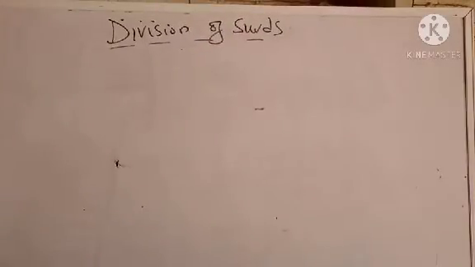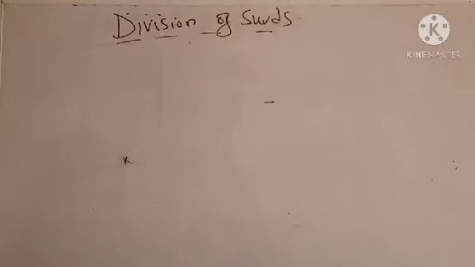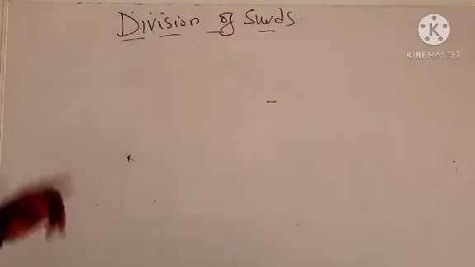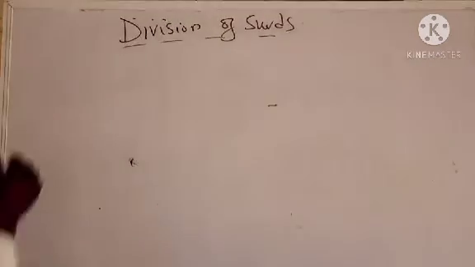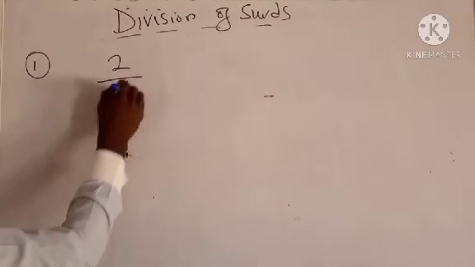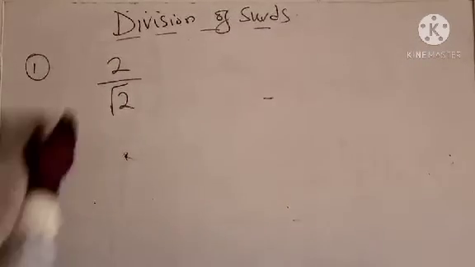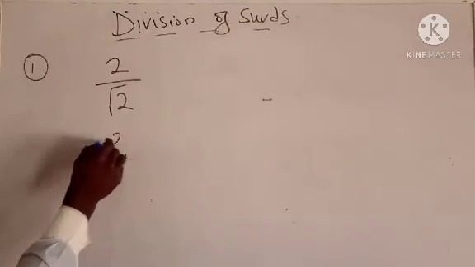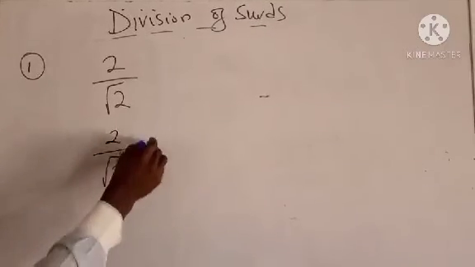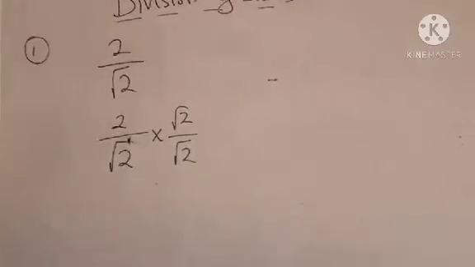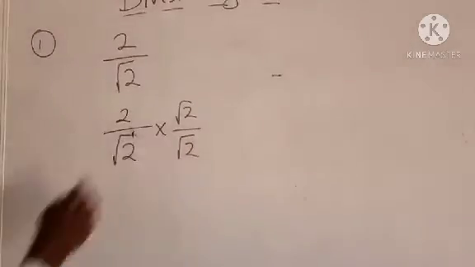Rationalizing surds. If a fraction has a surd as the denominator, it is usually best to rationalize the denominator. How do we rationalize the denominator of the surd? Let's take an example. Simplify the following: 2 over root 2. If you take a look at this fraction, we have the denominator as a surd. So how do we rationalize? All you need to do is repeat 2 over root 2 times root 2 over root 2. In so doing, you are rationalizing by multiplying by the denominator over the denominator.